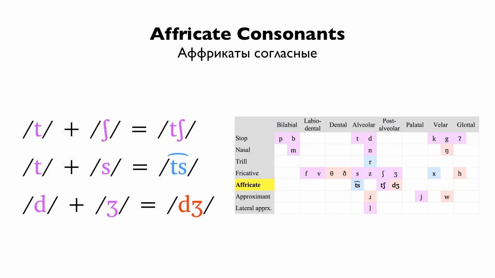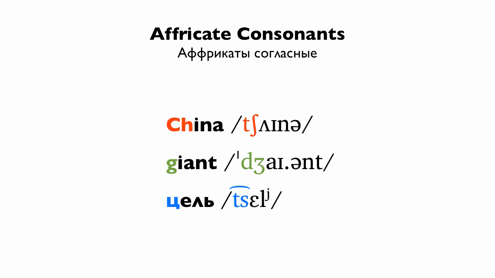This combination is even apparent in the way that we write the sounds. Notice how the symbol for each of these phonemes is a combination of 2 of the previous phonemes we've seen. Repeat the following words and try to feel the combination stop plus fricative when producing the affricates. China, China. Giant, giant. Till, till.